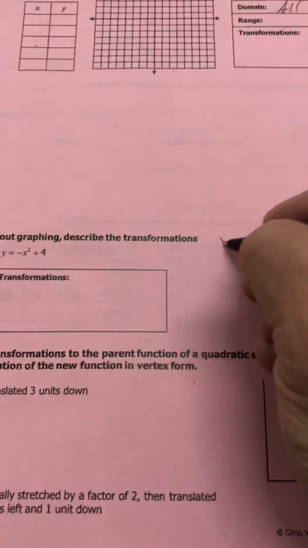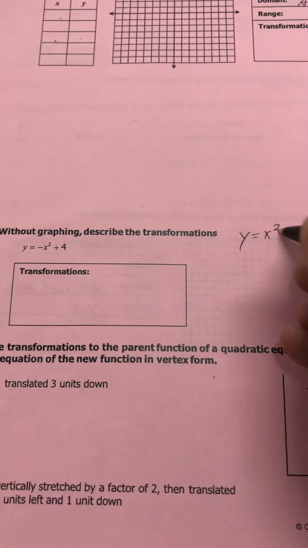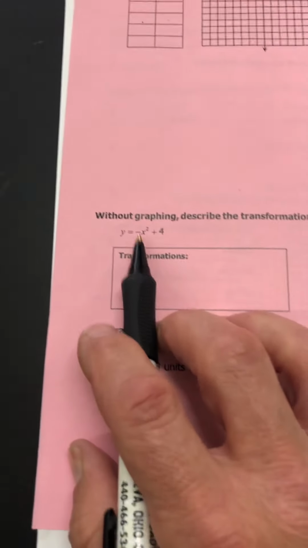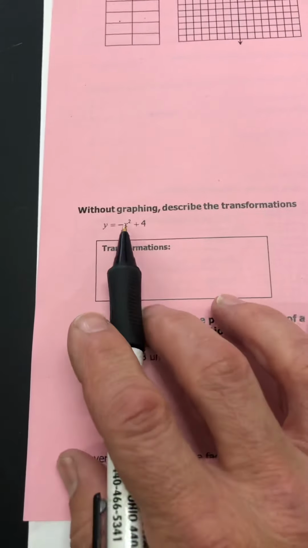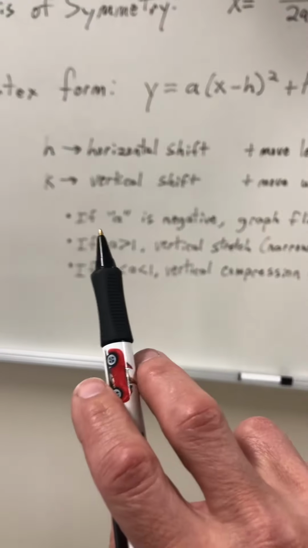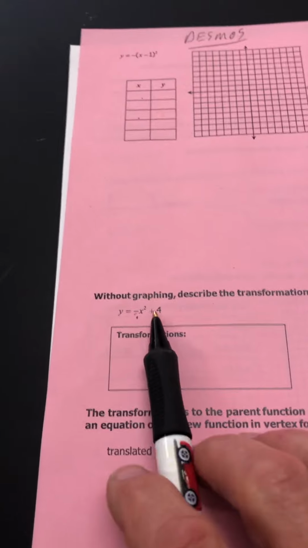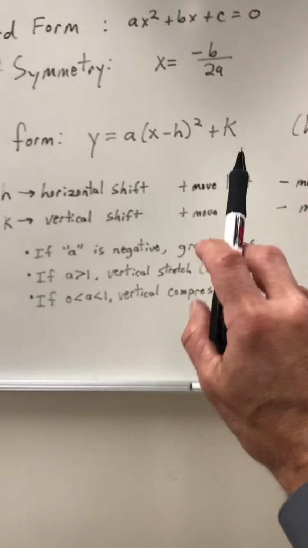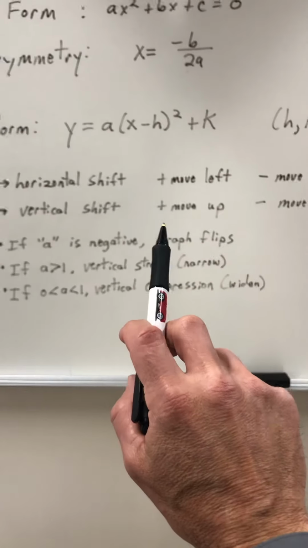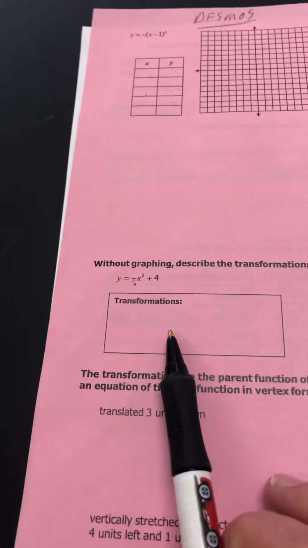Without graphing, describe the transformations. Remember, your parent function is y equals x squared. But we're going to take a look at the transformation. You have a negative out front. If a is negative, the graph flips. So it's going to be a flip. And then you don't have anything in parentheses, so there's no h, but there is a k. The k is a vertical shift. If it's plus, you're going to move it up. If it's negative, you're going to move it down. And I have a +4. So how would you describe that transformation then?